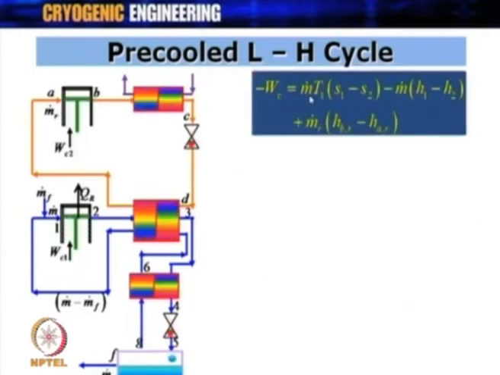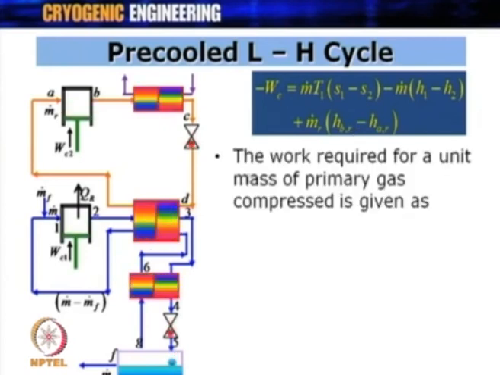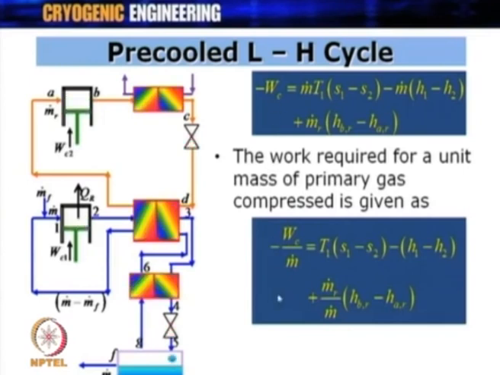So, minus Wc is equal to m dot T1 into (S1 minus S2) minus m dot into (H1 minus H2) plus m dot R into (HBR minus HAR). The work required for a unit mass of primary gas compressed is given by this. So, if I want to find out the work done per unit mass of gas compressed in the primary circuit, or in the Linde-Hampson cycle, which is m dot, then I get minus Wc upon m dot is equal to T1 into (S1 minus S2) minus (H1 minus H2) plus m dot R upon m dot into (HBR minus HAR).